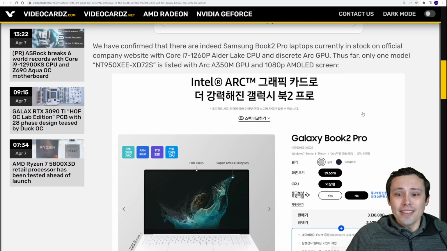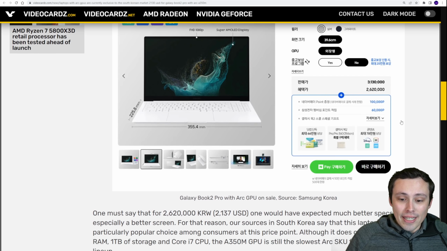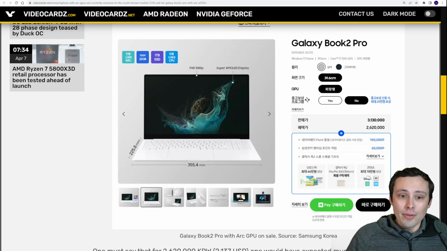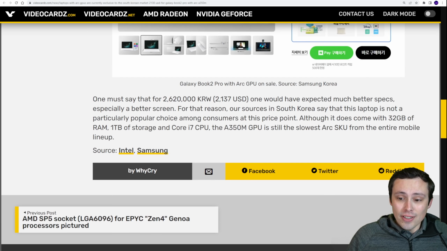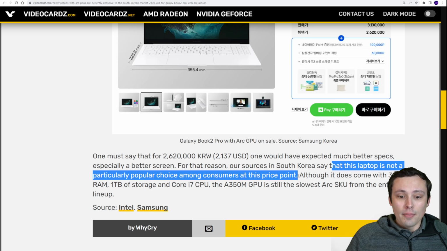Really? So apparently, Video Cards dug in here, and there is a Galaxy Book 2 Pro on sale on the Korean Samsung website, which, by the way, is quite expensive. The US dollar equivalent of this is $2,137, and that's coming with the A350, I believe it is. In other words, the lowest end of the new Arc GPUs. So that's fairly expensive, and they report that their sources in Korea are saying that this is not a particularly popular choice because of the specs of what you're getting for that price.